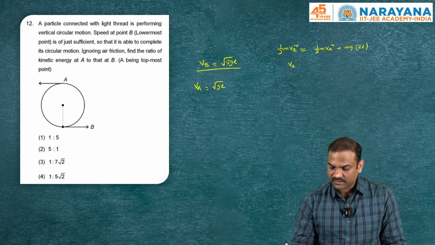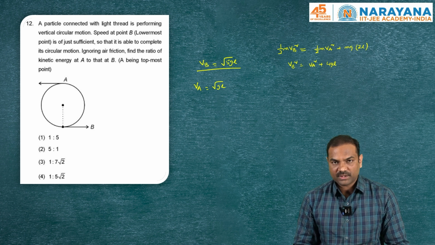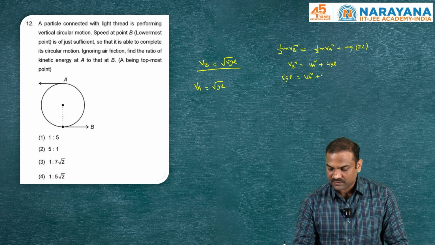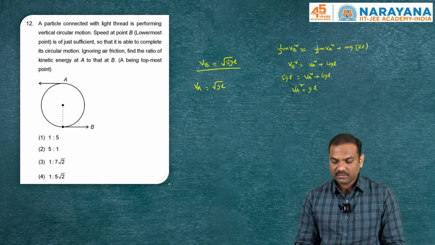Then VB square is equal to VA square plus 4GL, the m will cancel out after multiplying by 2. VB square is nothing but 5GL, which is VA square plus 4GL. Then VA square goes to GL. So the VA value I can write as root GL.